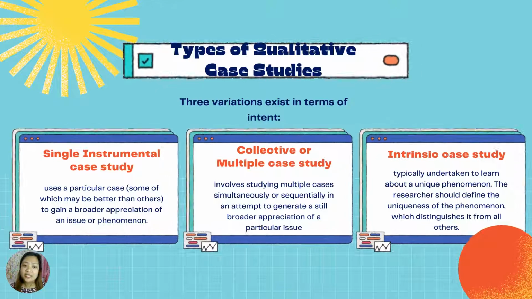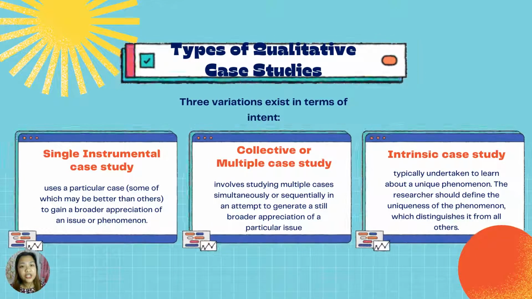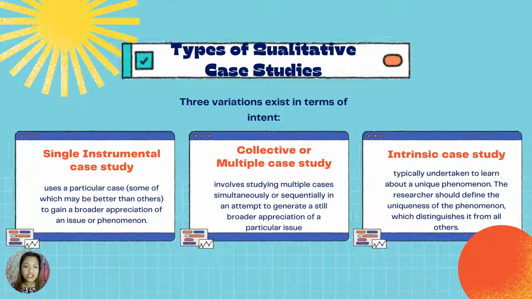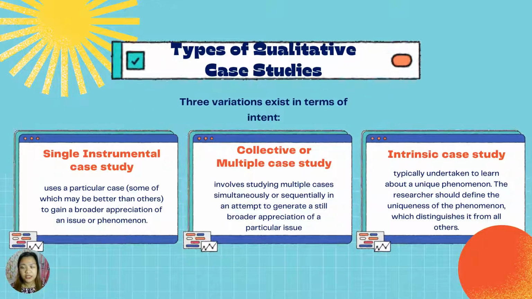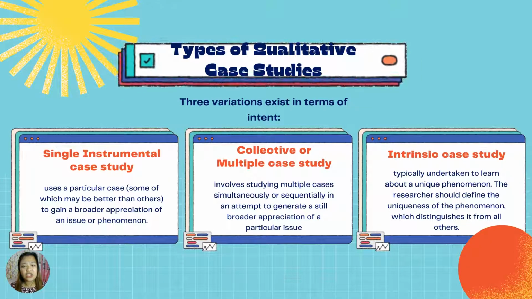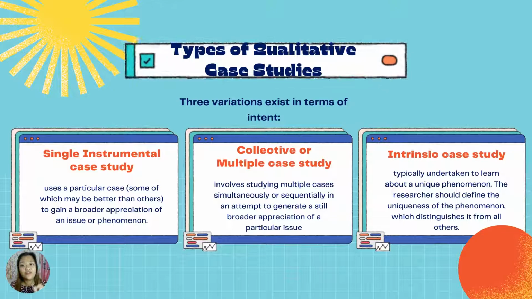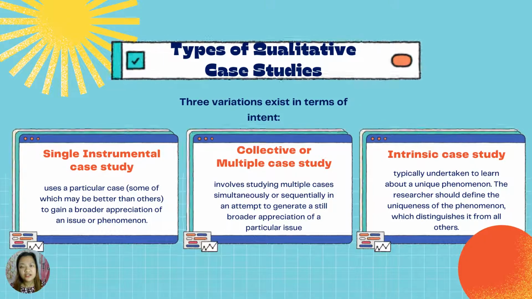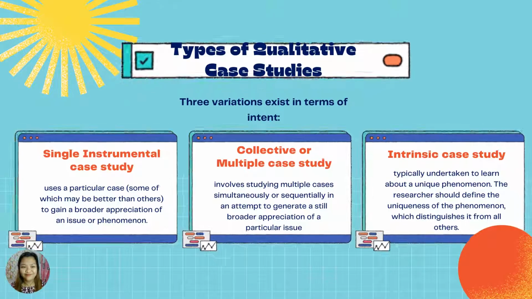Single instrumental case study uses a particular case, some of which may be better than the other, to gain a broader appreciation of an issue or phenomenon. In a single instrumental case study, according to Stake 1995, the researcher focuses on an issue or concern and then selects one bounded case to illustrate this issue.